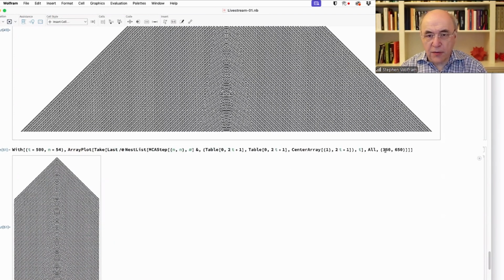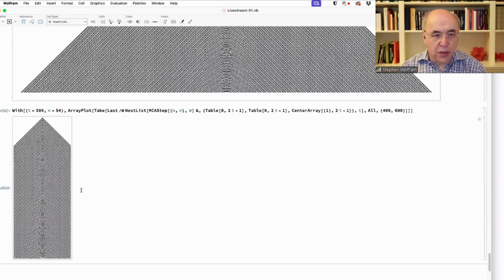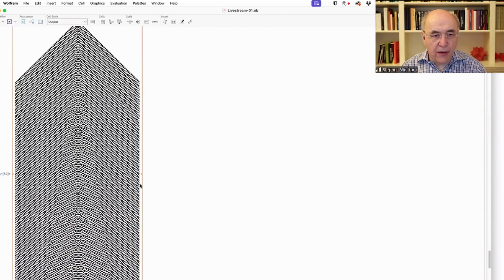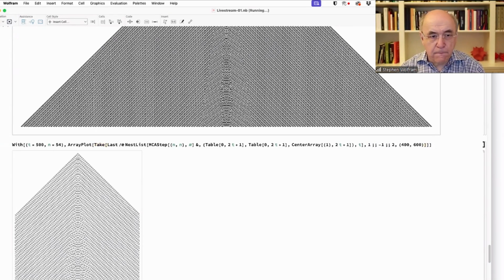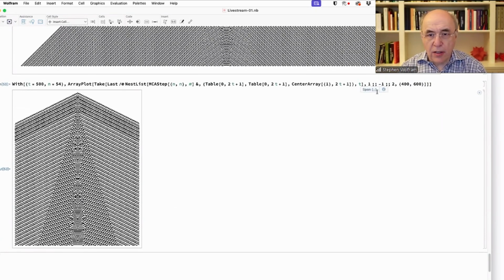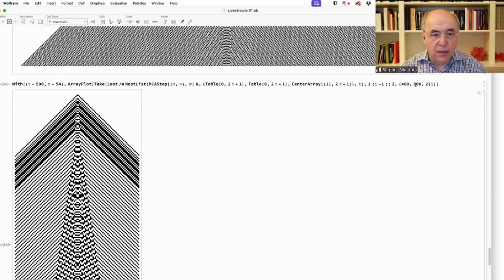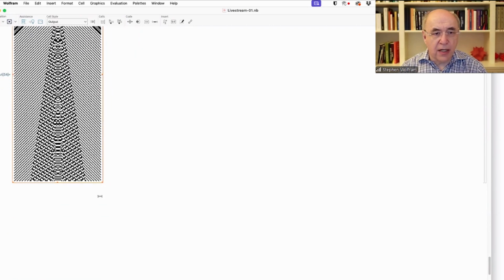Okay, there we go. Actually, I could have tightened this up a bit more. 400, 600 here. Okay, so that's just showing that center column, but probably if we just looked at every other step, maybe, I don't know. Let's try that. Okay, it's getting a little bit clearer. Let's maybe look at every fourth step. Well, actually, let's look at every other step in space as well as in time. Okay, that's getting a little clearer. I don't know what it's doing, but it's getting a little clearer what's happening there.